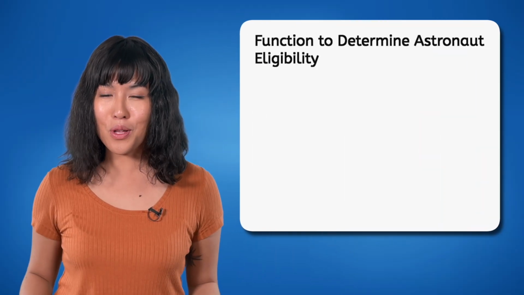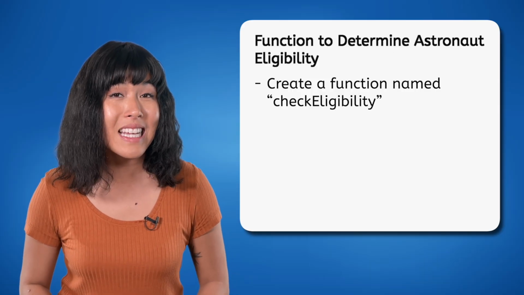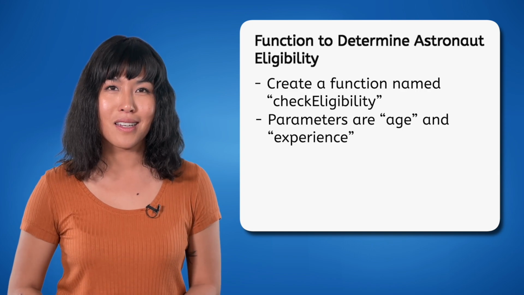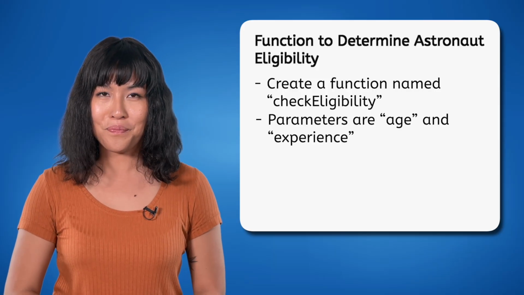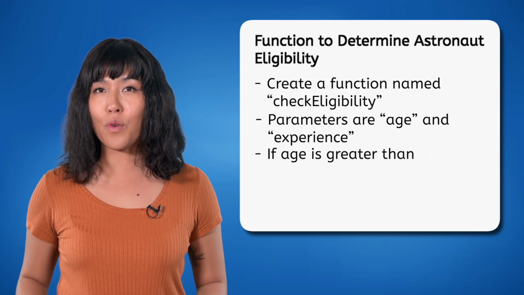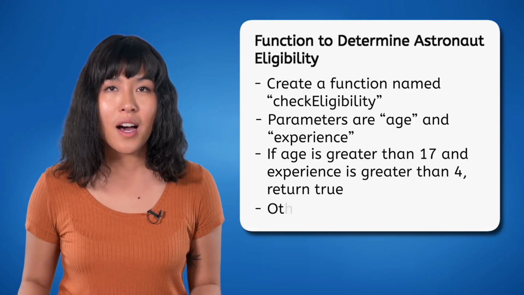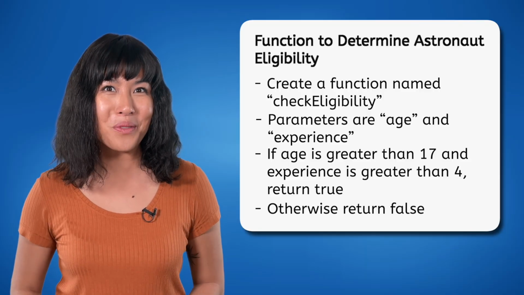Let's see what we can do with our new skills by trying to solve a problem using advanced function signatures. For this example, we will be creating a function that will be used to determine if an astronaut is eligible for a mission based on their age and their experience. Write a function signature that accepts an age and an experience value. In the function body, if age is greater than 17 and experience is greater than 4, return true. Otherwise, return false. Try writing that function now in your guided notes.